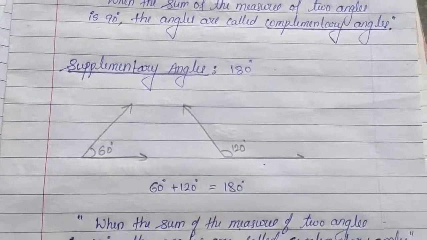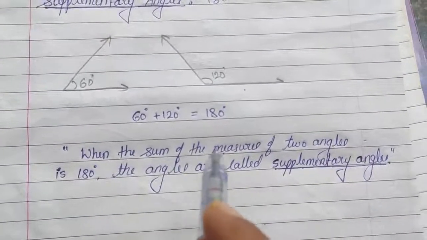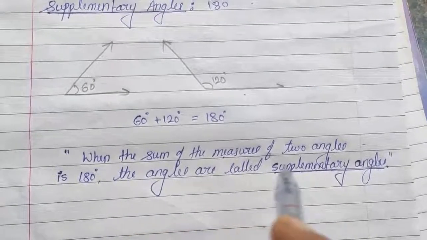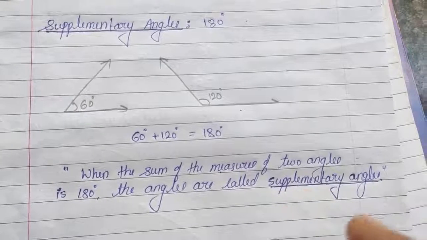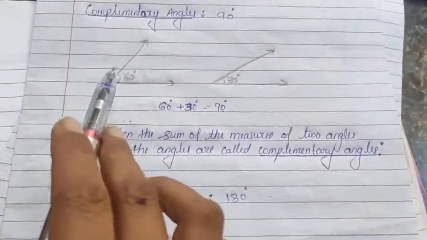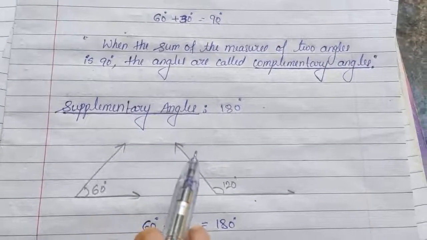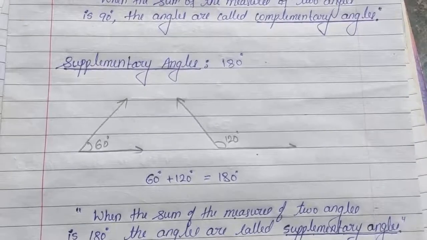Now we will see the definition of supplementary angle. When the sum of the measures of two angles is 180 degree, the angles are called supplementary angles. Now we learnt two types of angles. The first type is complementary angle and the second type is supplementary angle. Now we will see adjacent angles.